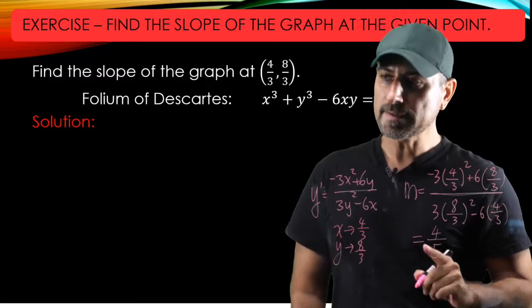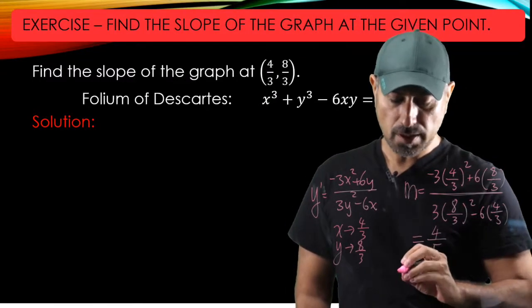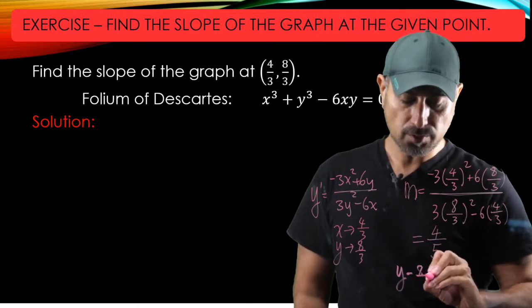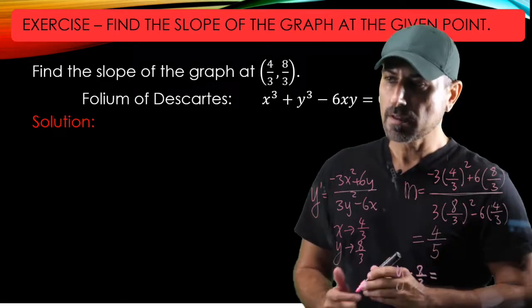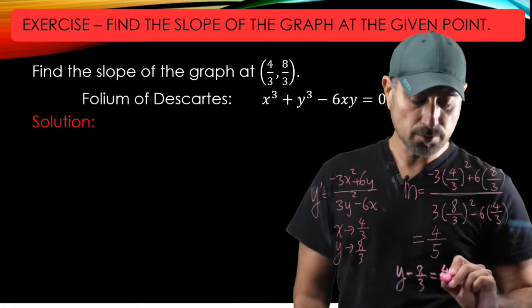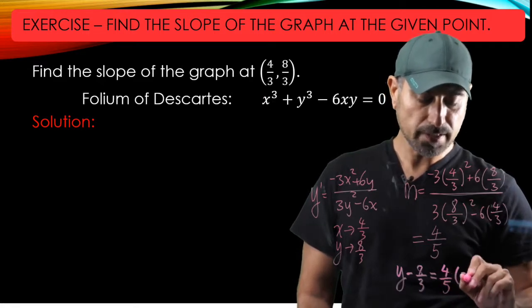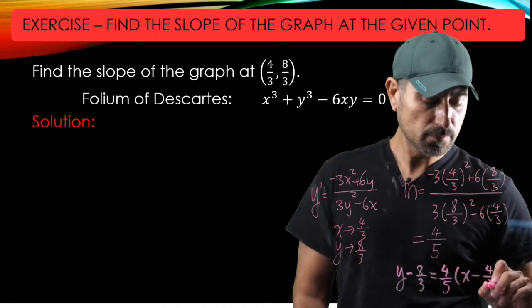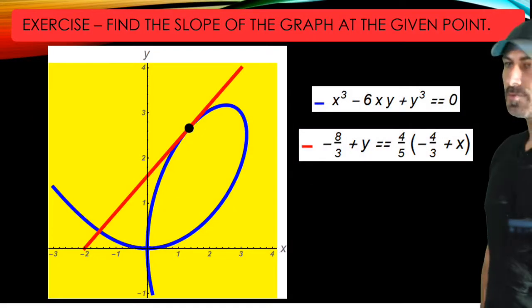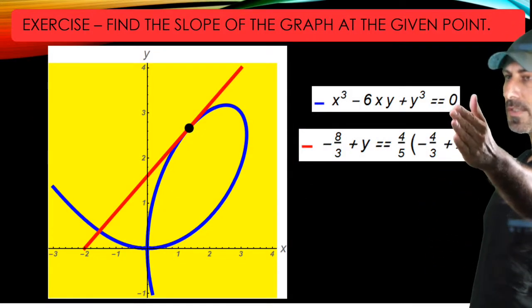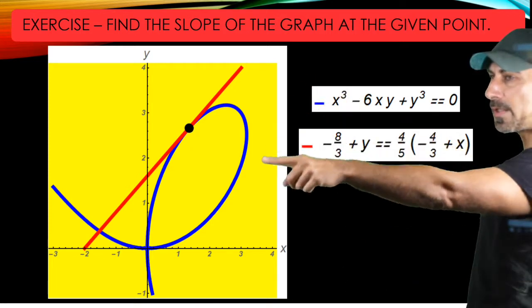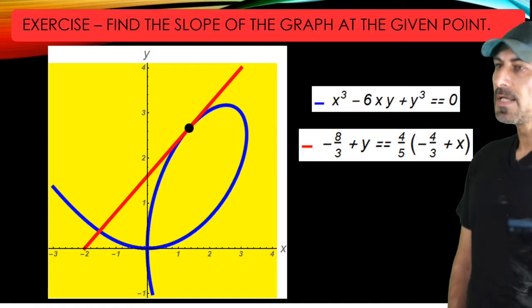All right, in the next step, we can write down the equation of the tangent line to be y minus the y coordinate of the point, that is 8 over 3, equal to the slope times x minus the x coordinate of the point. Here we go. So this is our tangent line. This is the Folium of Descartes, and the red line over there is the tangent line to the curve at the given point.